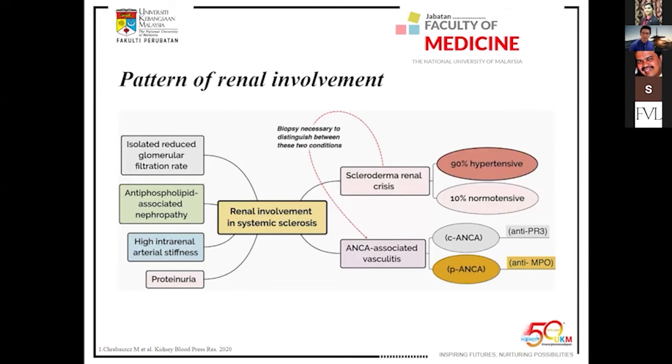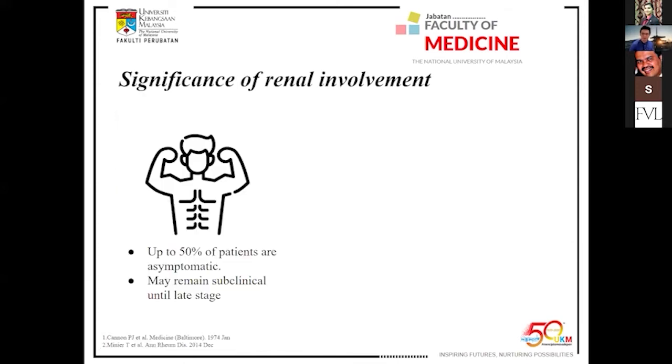And what about the pattern of renal involvement? As you can see here, there are different presentations when you have renal involvement. They can come to you with an isolated reduced GFR. They can have an antiphospholipid-associated nephropathy, or high intrarenal arterial stiffness, or isolated proteinuria. But again, today the topic of interest is scleroderma renal crisis, which is the main topic for today. And I'll briefly touch a little bit on ANCA-associated vasculitis.